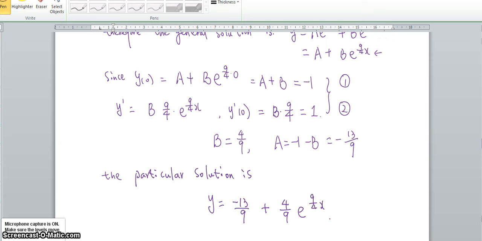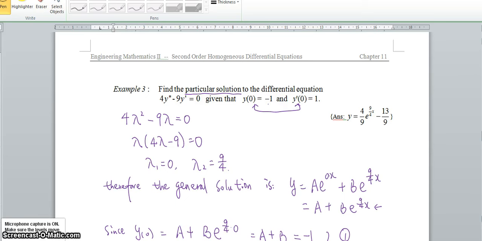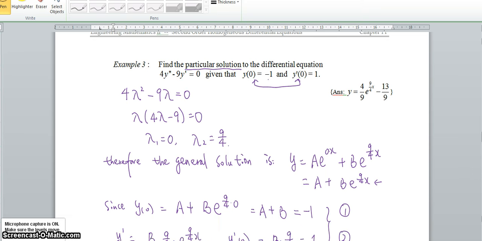So this is actually the general steps for you to solve any question in this form. We are asked to find the particular solution of a differential equation. First, you need to find out the general solution, and of course there will be constants involved like a and b, and then you need to use the given conditions in the question to solve what values a and b are in order to find the particular solution.